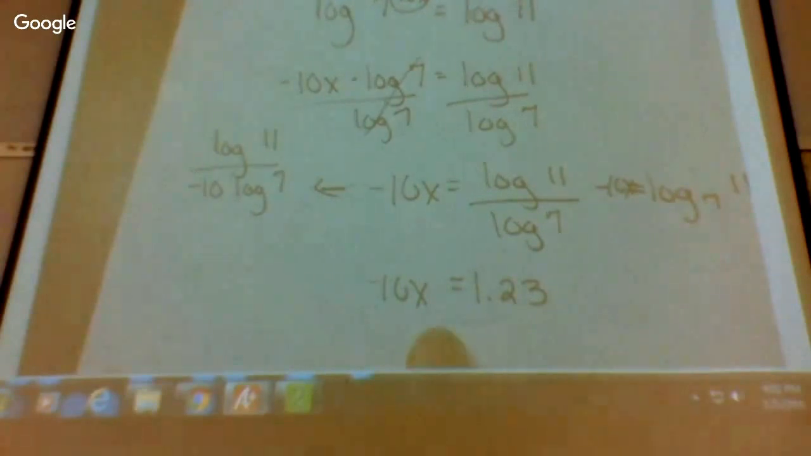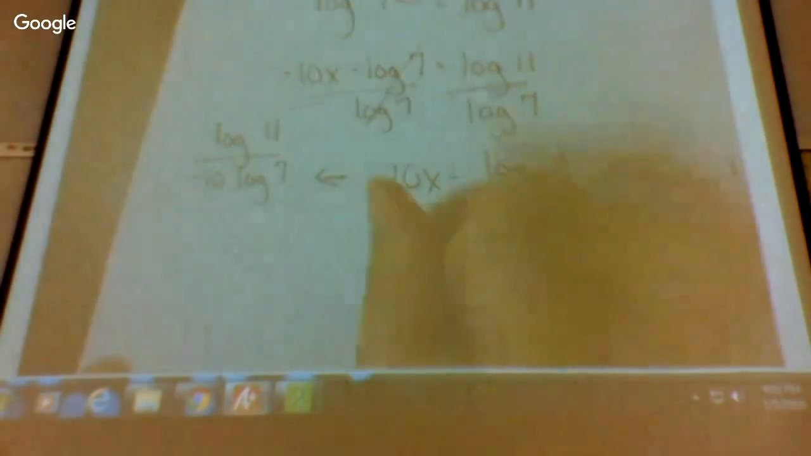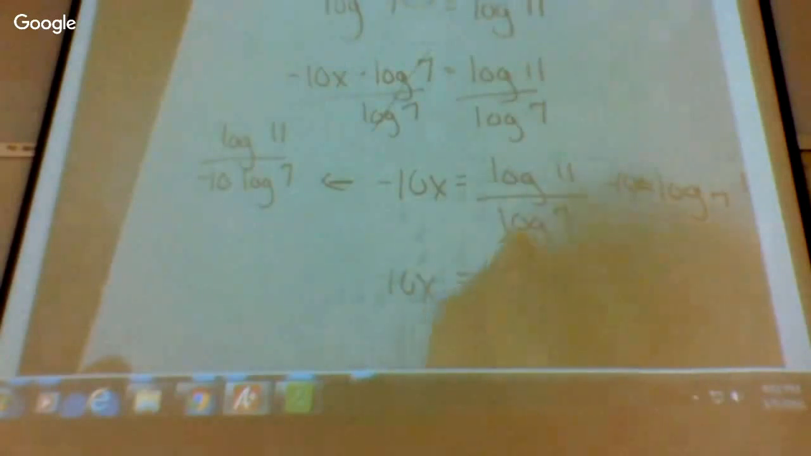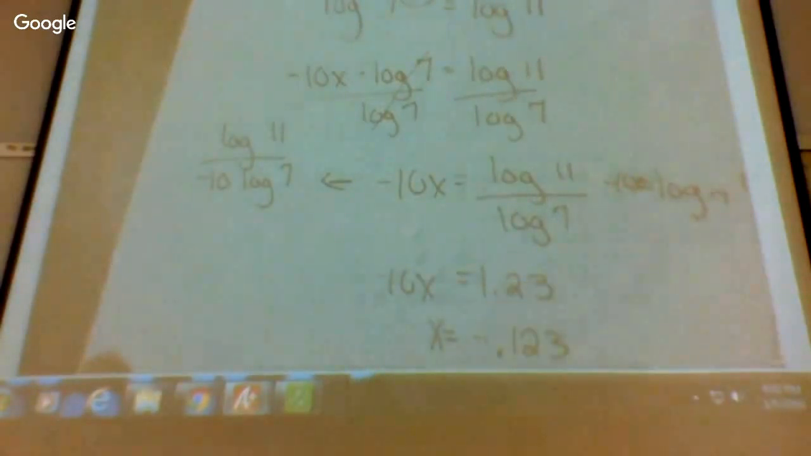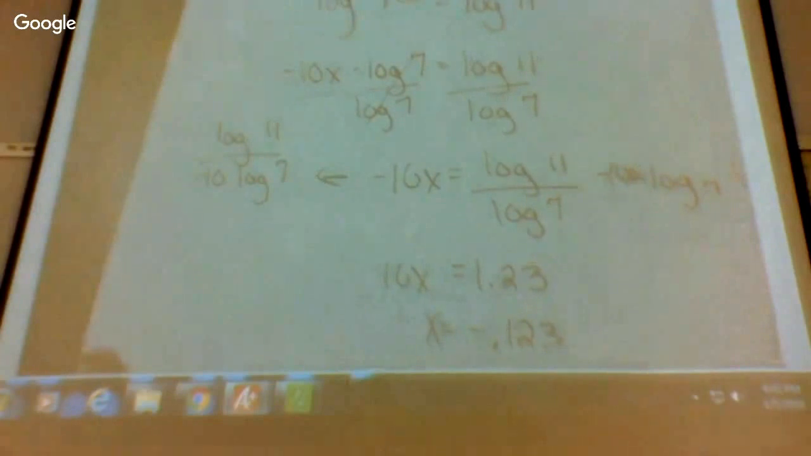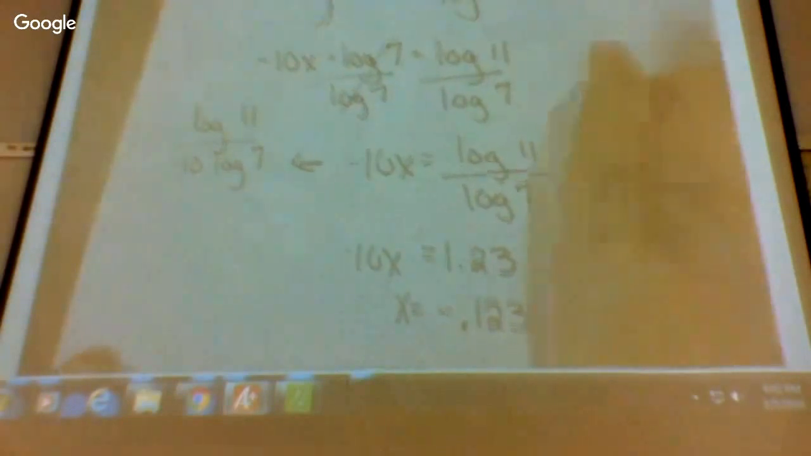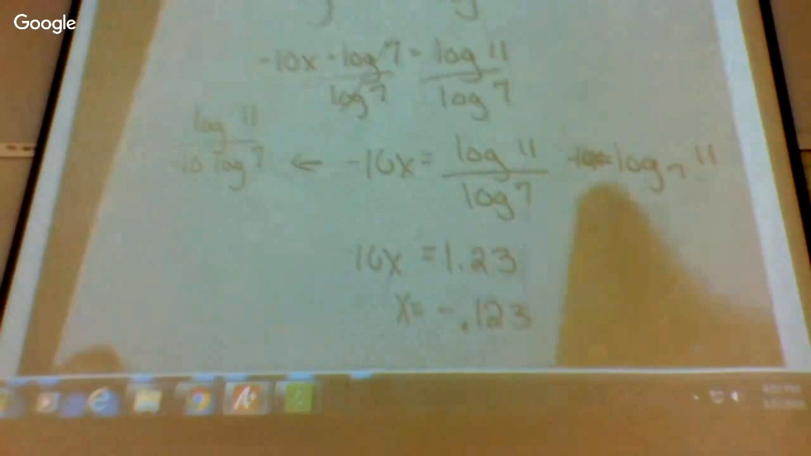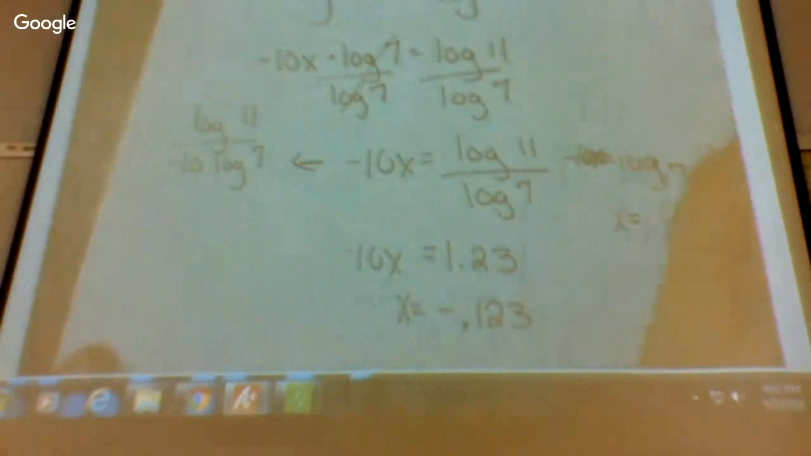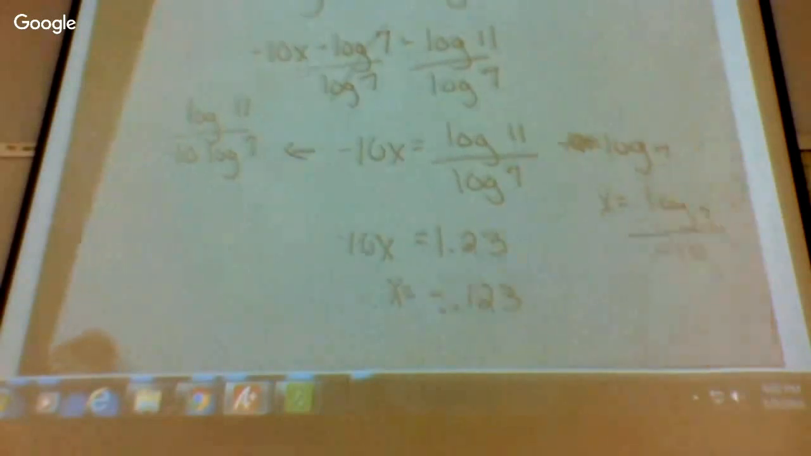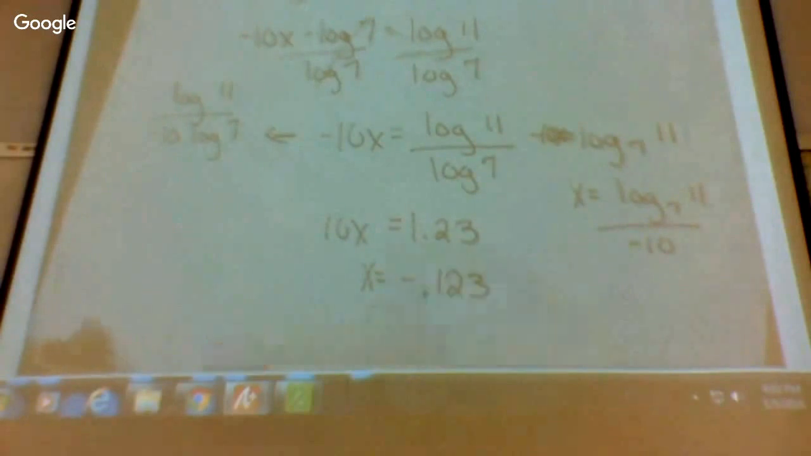With the decimal form, pretty easily, you just divide it by -10, so x equals -0.123. You'd actually just divide the number. And if it was this format they decided to write it in, it would say x equals log base 7 of 11 divided by negative 10. And you can end there. Okay. Be prepared for anything.